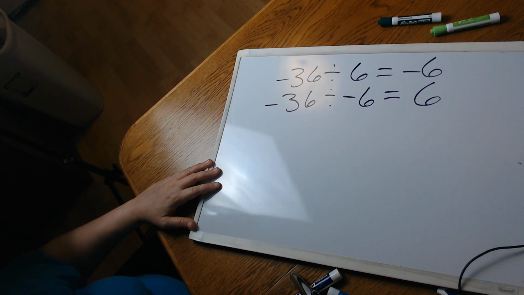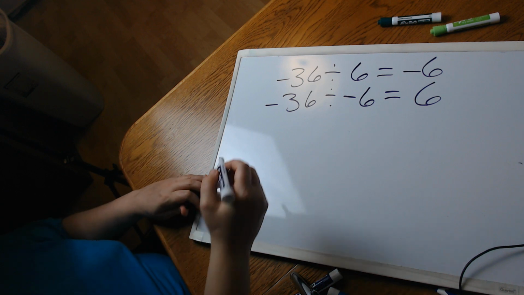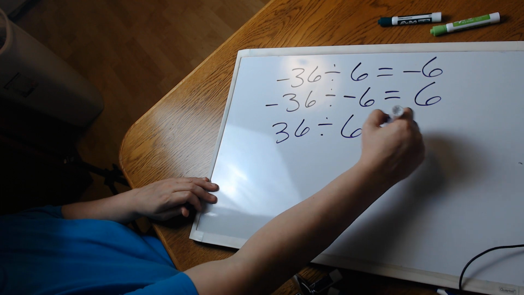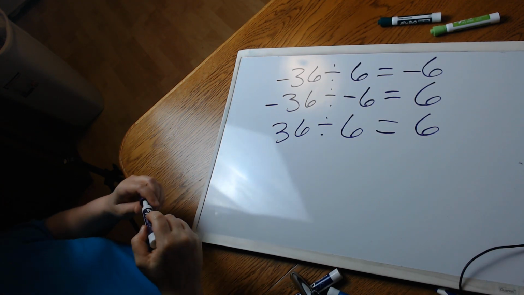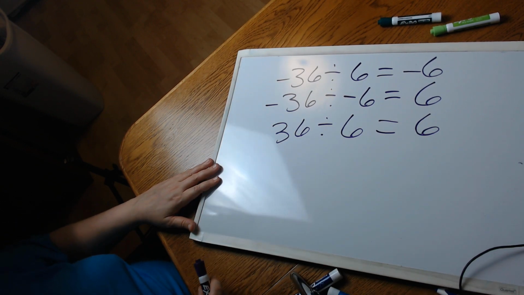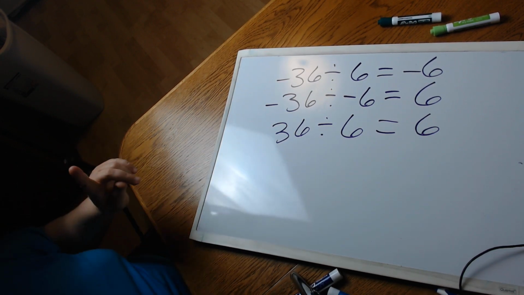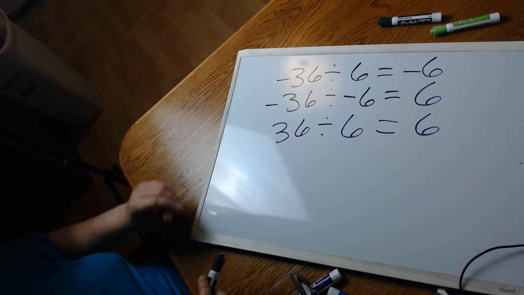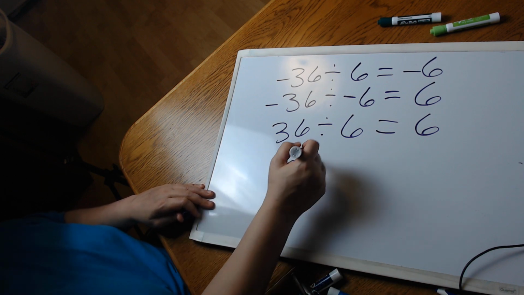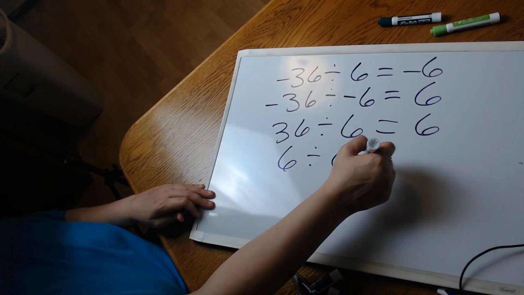Okay? And of course, a positive number divided by a positive number has a quotient that is positive. Here's an example. 36 divided by 6 equals 6. Positive divided by positive equals positive. Okay, and as in multiplication, the rules are the same in division for dividing by 0. 6 divided by 0 equals 0.